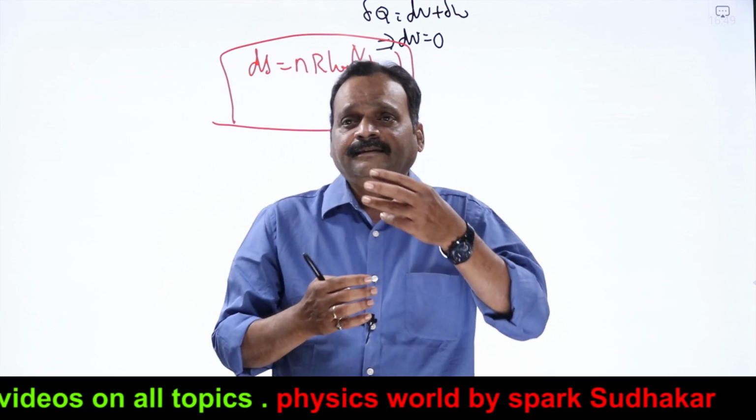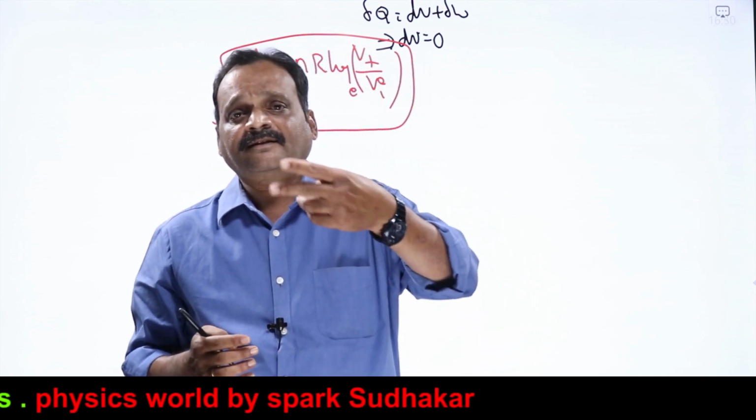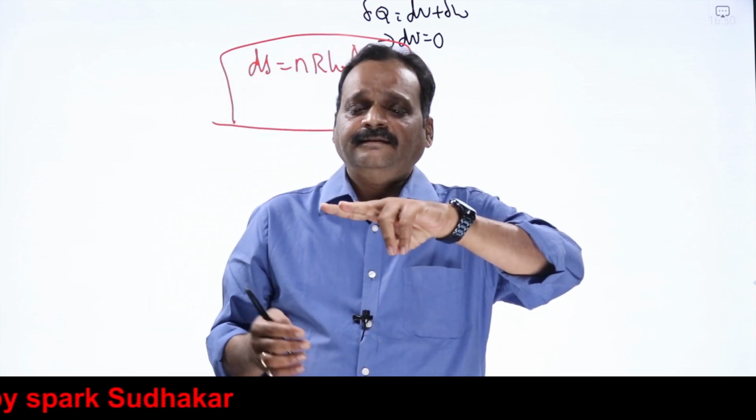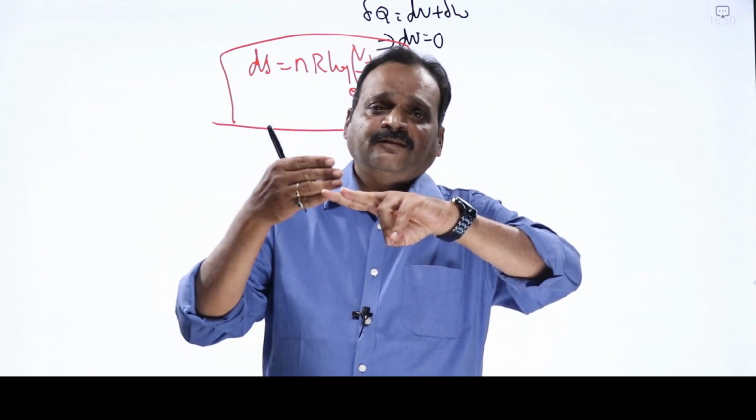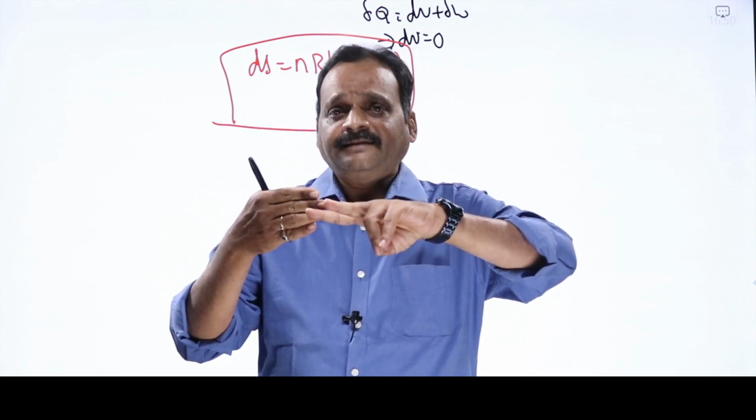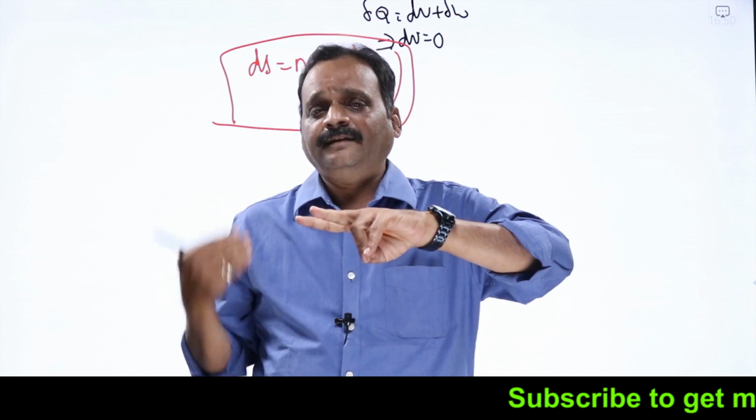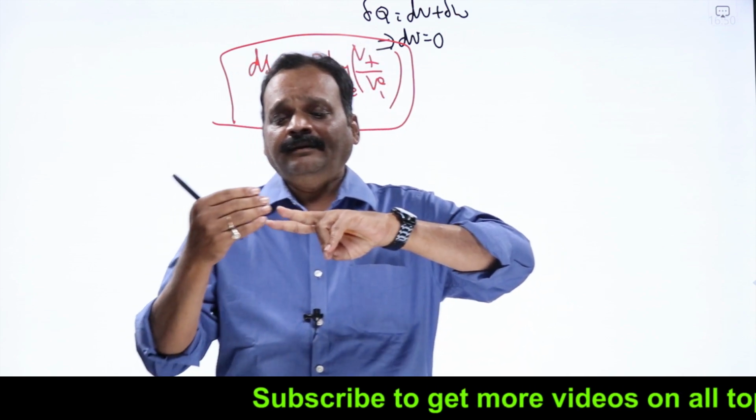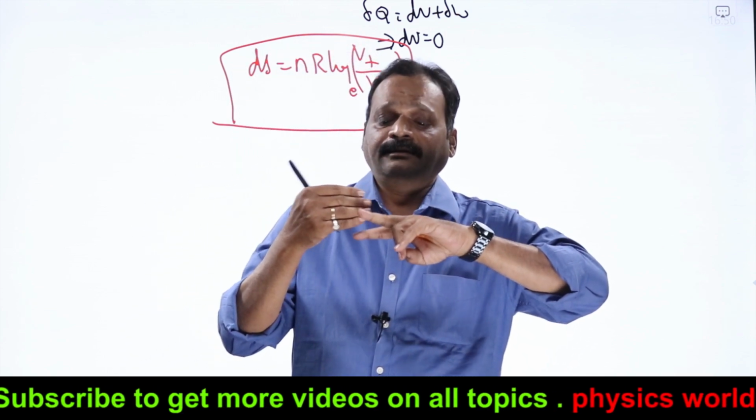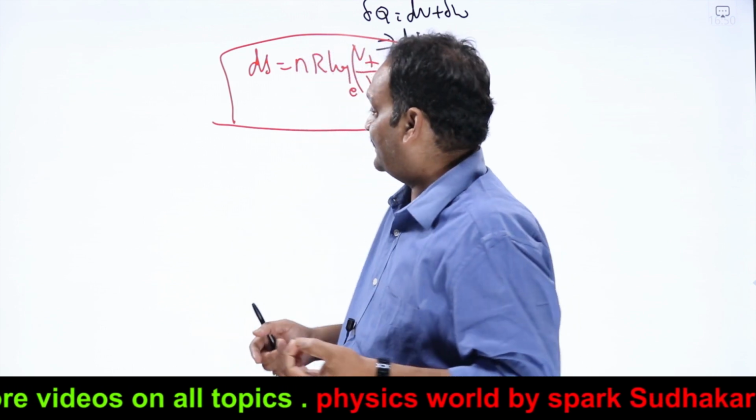How many types of phase changes are there? There are basically two types, first order phase changes and second order phase changes. In second order, there is a special case called lambda transition. That we will see after Maxwell's equations. Now we will talk about first order phase changes only.